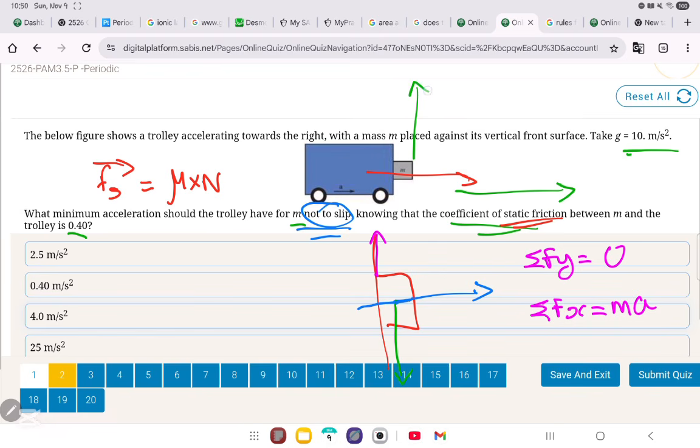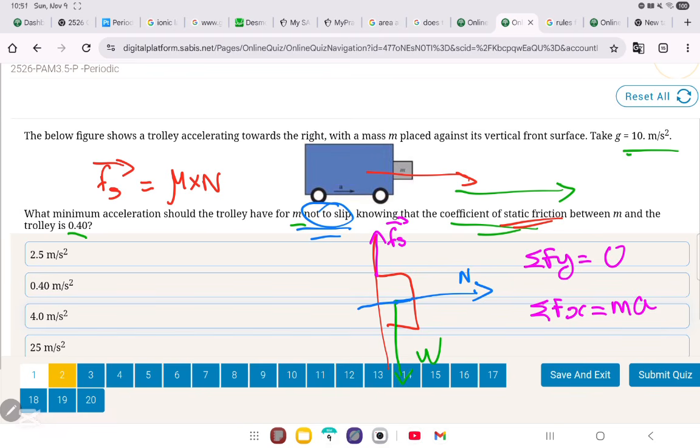If it was accelerating up, then it would be sigma Fy equals ma. Up or down, sigma Fy equals ma, and if it's left or right, then sigma Fx equals ma. But anyways, we know that sigma Fx is equal to ma, right? What is sigma Fx? The only force we have on the x-axis is the normal, N. Let me just label all of the forces here. This is the normal N, this is the weight W, and this is Fs, okay?